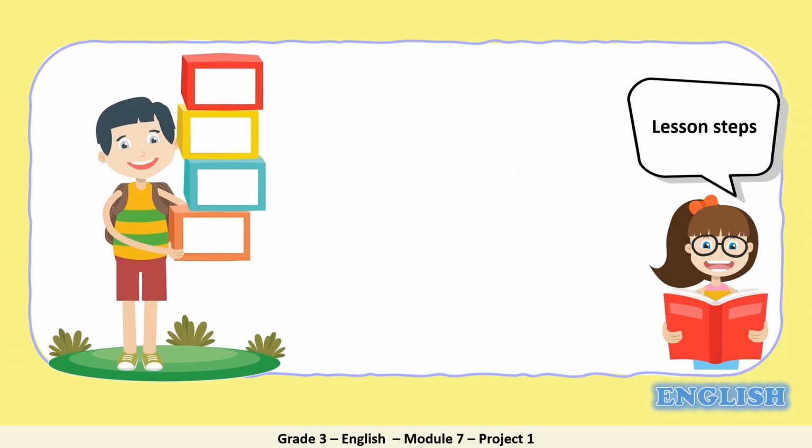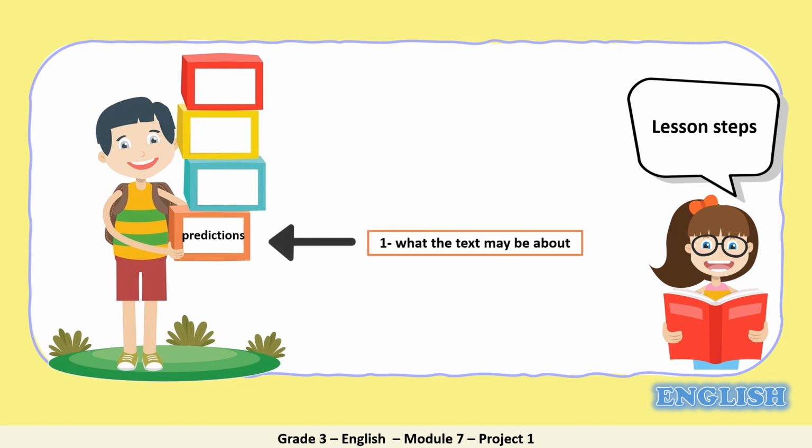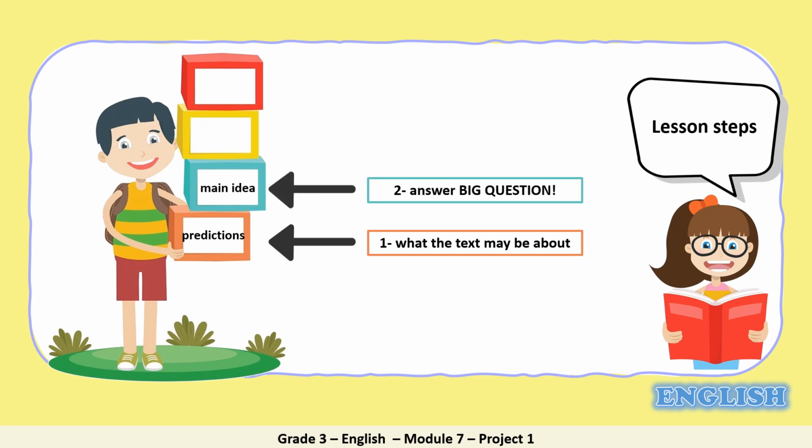For our lesson today, I asked my friend Bob for help. Bob here will show you the steps of our lesson so you can follow me easily. First, we will start with predictions. That's when you start guessing what the text is about by looking at the pictures and the title. Next, we will read the text for main idea. That's when we answer the big question at the top of the page. You will see it in a moment.